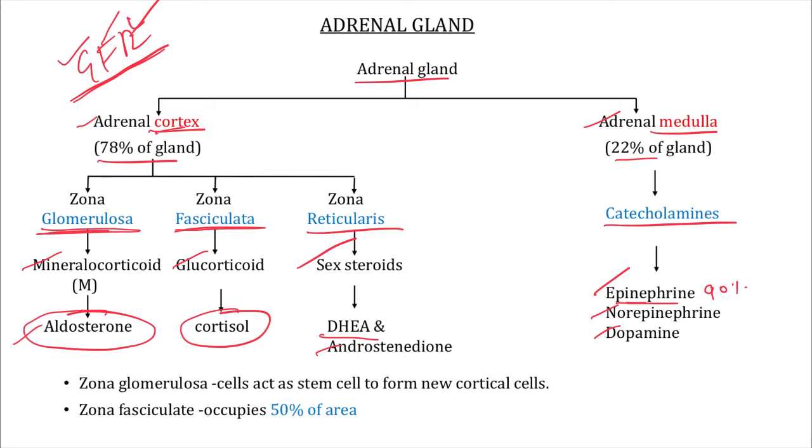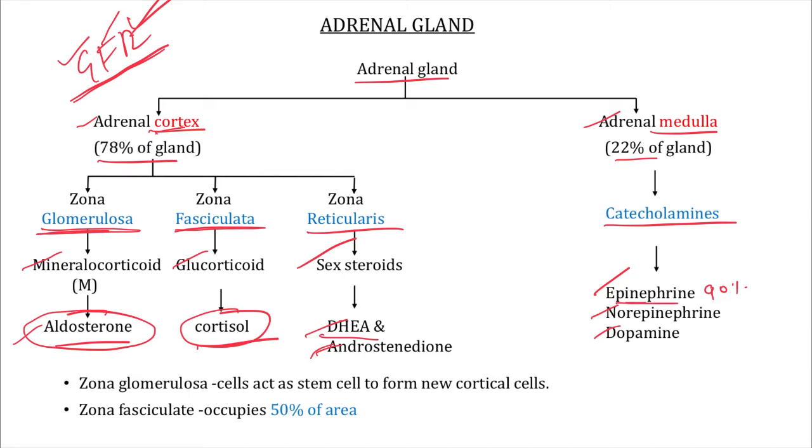The mnemonic is GFR. First layer is zona glomerulosa, produces mineralocorticoid aldosterone. The second layer is zona fasciculata, produces glucocorticoid cortisol, and the last one is zona reticularis, produces sex steroids DHEA and androstenedione.